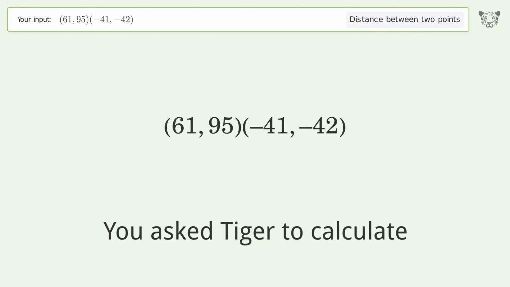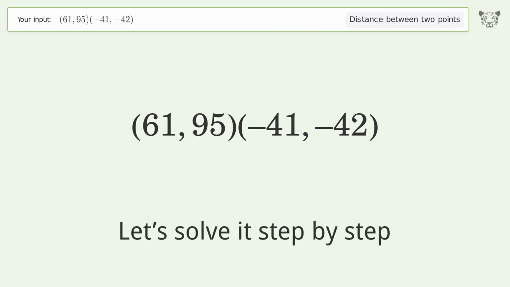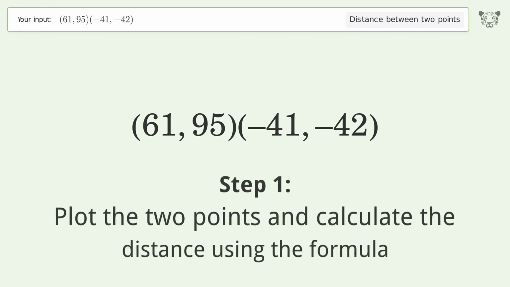You ask Tiger to calculate. This deals with the distance between 2 points. The distance between the 2 points is the square root of 29,173, or 170.801. Let's solve it step by step. Plot the 2 points and calculate the distance using the formula.